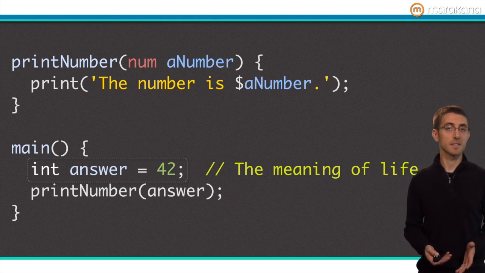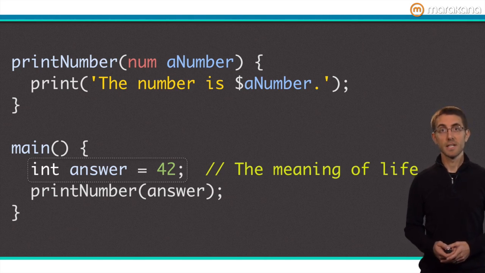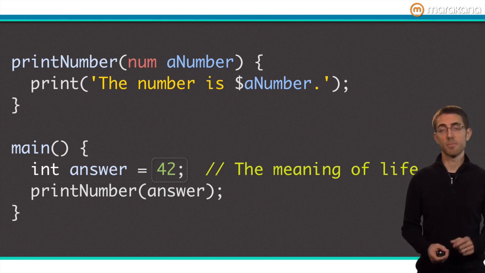Everything in Dart is an object, and every object is an instance of a class. Even numbers and functions are objects. So yes, 42 is an object and not a primitive.